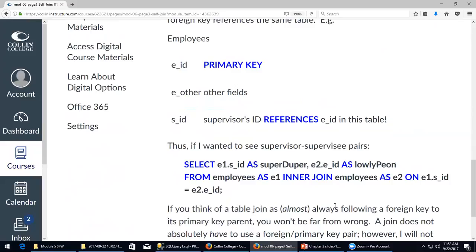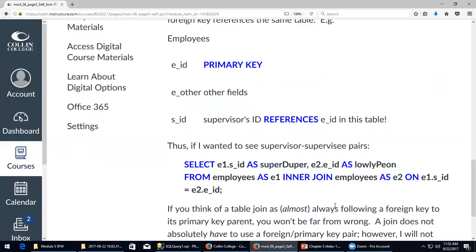Here's the one that I do. EID is the primary key. There's other fields in here. Supervisor's ID, references EID. Notice that my foreign key is SID. My primary key is EID. I cannot have them named the same because they're in the same table. Here's one where I have to have them named differently.